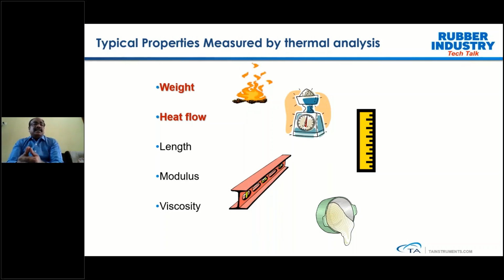Other aspects are length, which we call thermal expansion, and modulus, which is measured by dynamic mechanical analysis, and viscosity, which you can measure by rheology. We have previous tech talks. You can refer to those to see how DMA and rheology are helpful in that respect. As I said, today we are going to focus more on the weight and heat flow part.